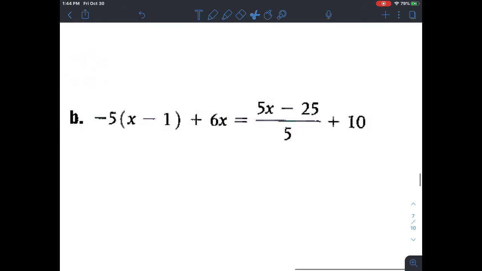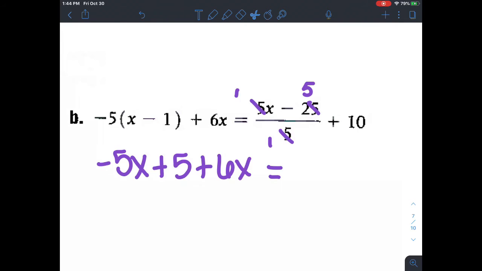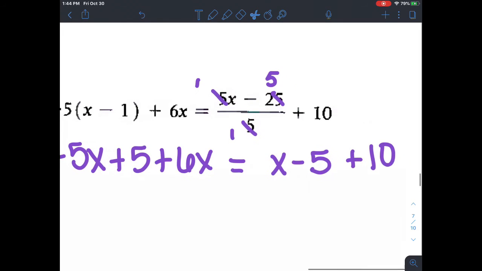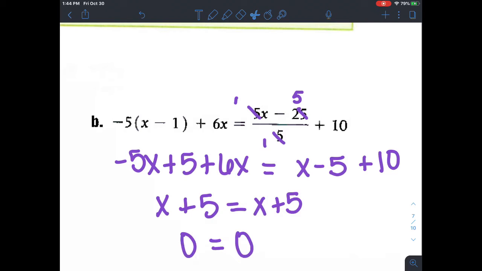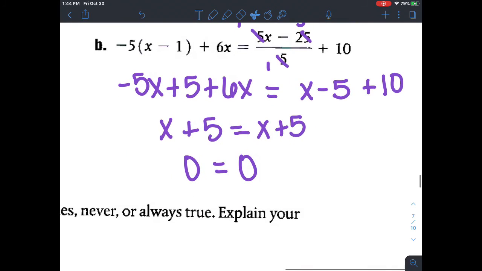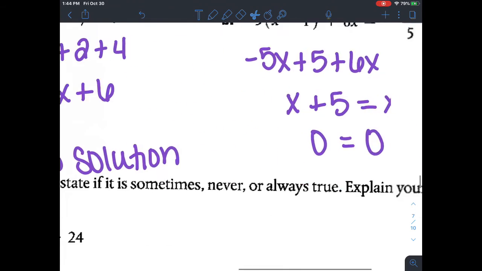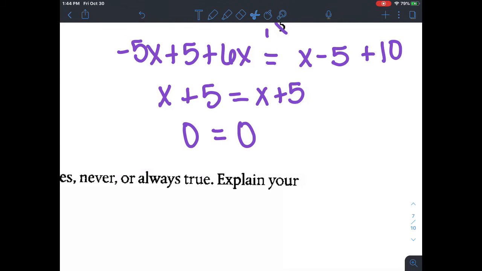Okay, and then this next one, I'll do the same thing, cancel here, reduce that big fraction there, so we've got some smaller numbers to work with, distribute the 5, reduce the right-hand side with the fraction, combine like terms, and then move the x over, move the 5 over, and we get 0 equaling 0. Different than 0 equaling 6, because 0 does equal 0.